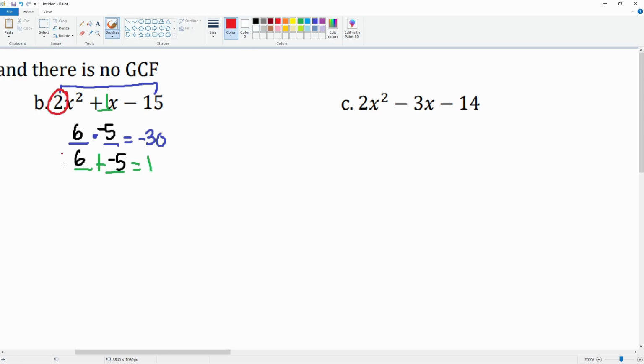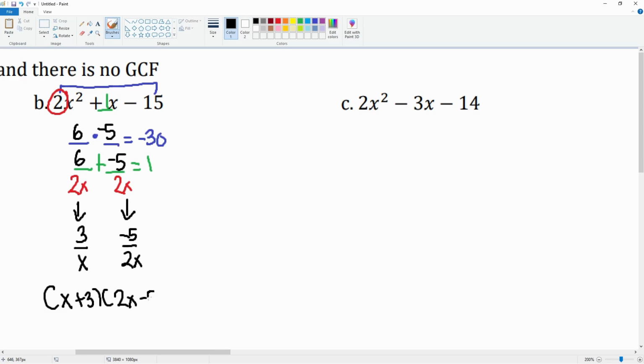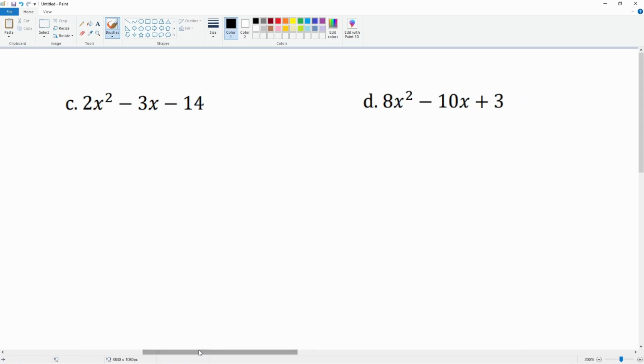Next, you want to divide by that 2x term. Simplify, becomes 3 over 2x. Nope, not 3 over 2x, because 2 goes into 6 3 times, 2 goes into 2 1 time. So it becomes 3x. Nothing happens to the negative 5 over 2x. So the factors are x plus 3 and 2x minus 5. That would be its factors. Let's look at C.